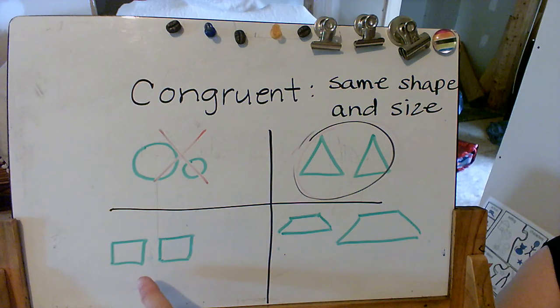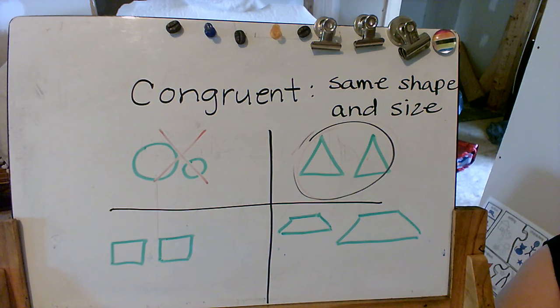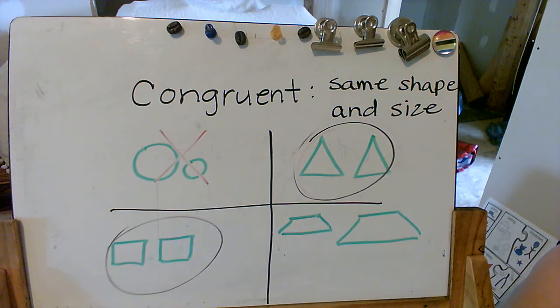Let's look at these 2 shapes. They both have 4 sides, so they're both quadrilaterals. I'm not sure if they're congruent yet. What kind of a quadrilateral are they? Well, all the sides are about the same length, so they're squares. Are the squares themselves the same size? They are. So these are congruent.